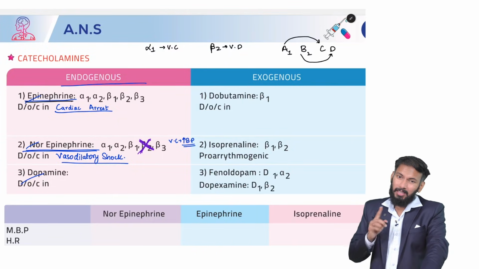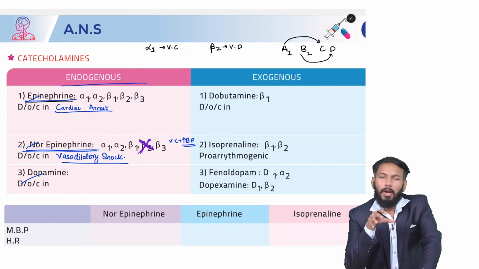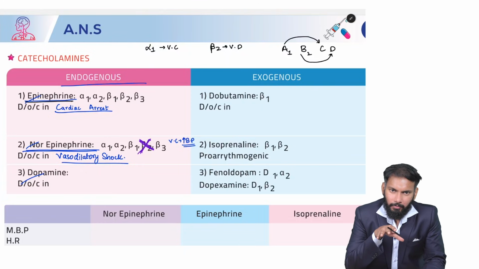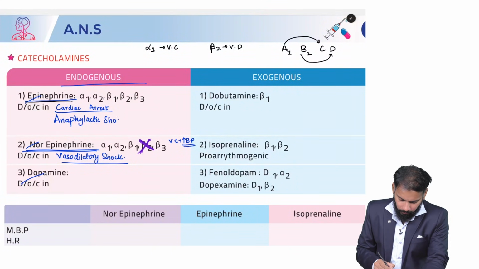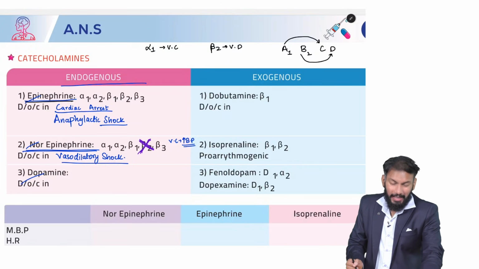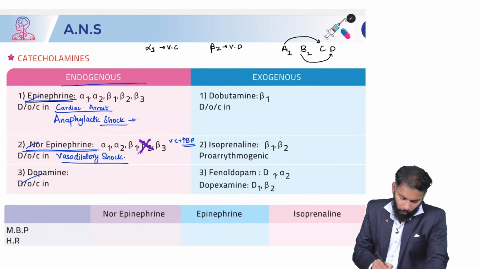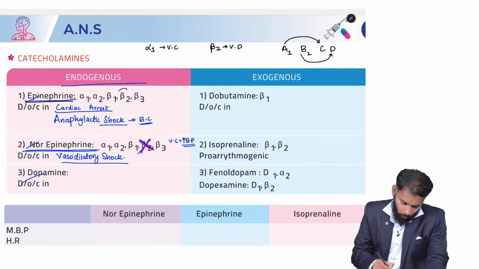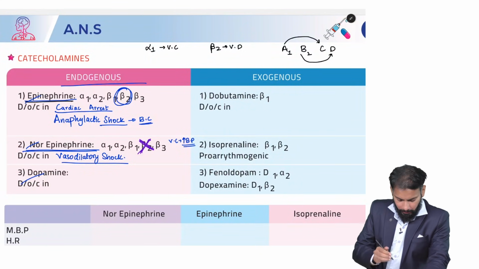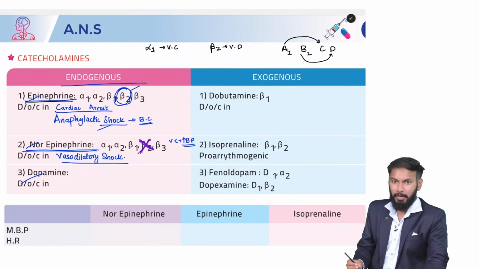Now, there is something known as anaphylactic shock. This is also a vasodilatory shock, but in anaphylactic shock, the drug of choice is epinephrine. Why is that? That is the most important thing that you need to understand. Because in anaphylactic shock, there is bronchoconstriction. Now you can cause bronchodilation only with beta 2. Only epinephrine is acting on beta 2, that is why we give epinephrine here.